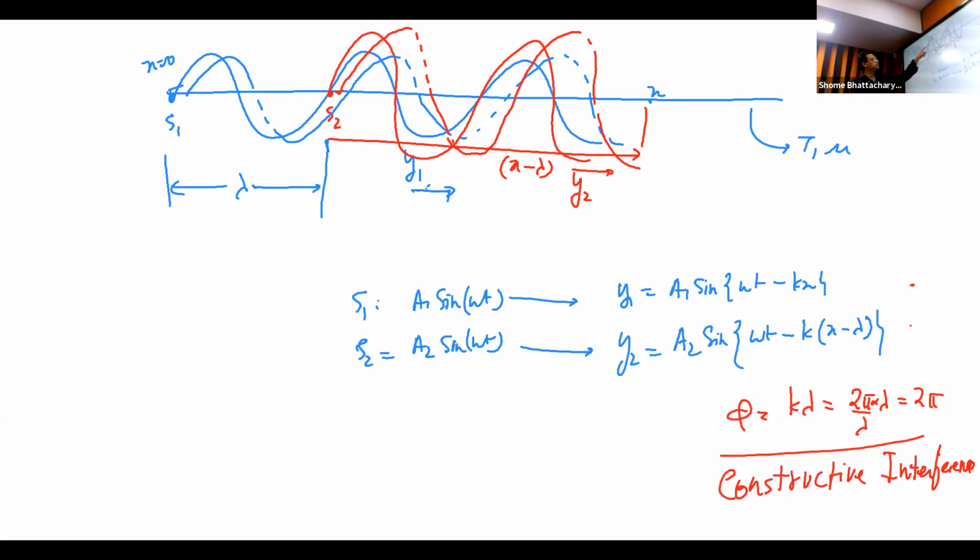Okay, now likewise, suppose the source S2, instead of being placed at lambda, was placed at lambda by 2. Then you would have seen that they would be perfectly in opposite phase, because the crest and trough would have overlapped. And that's why the net amplitude would have become the difference. So we'll discuss that also.